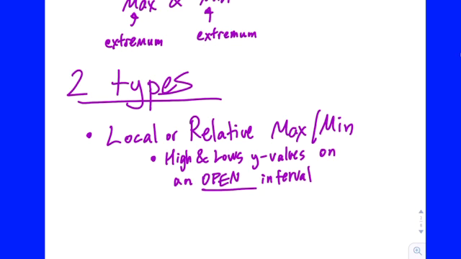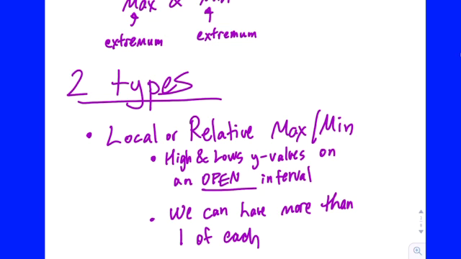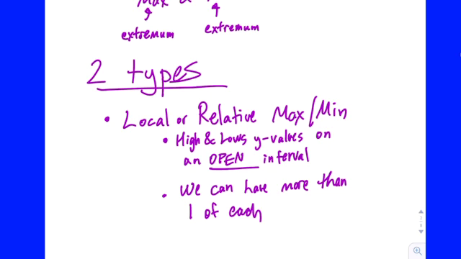Okay, that's important. On an open interval. The next characteristic is we can have more than one of each. So we'll define them first, and then we'll look at a graph, and I'll kind of show you what they mean. Local max, local mins are on an open interval, and you can have more than one of each.